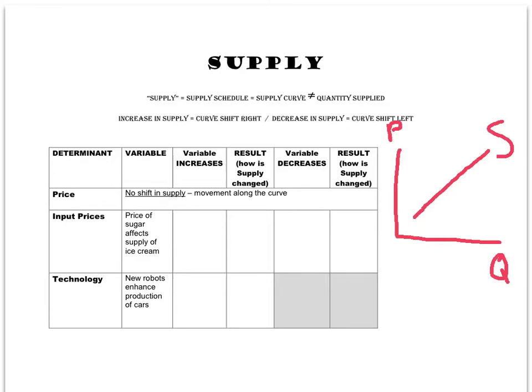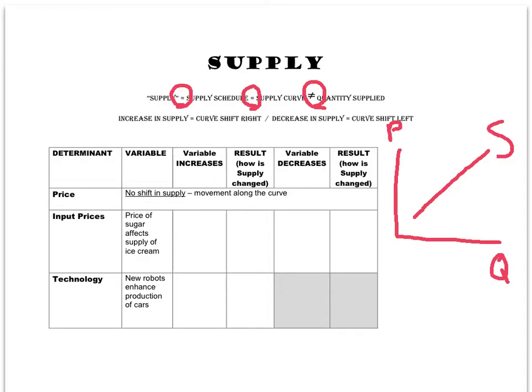But as with demand, supply, the whole relationship between various quantities supplied at various prices, is the same thing as the supply schedule and the supply curve, which is a picture of the supply schedule. Supply is not, however, the quantity supplied. Quantity supplied is a point on the curve, a point in the schedule.